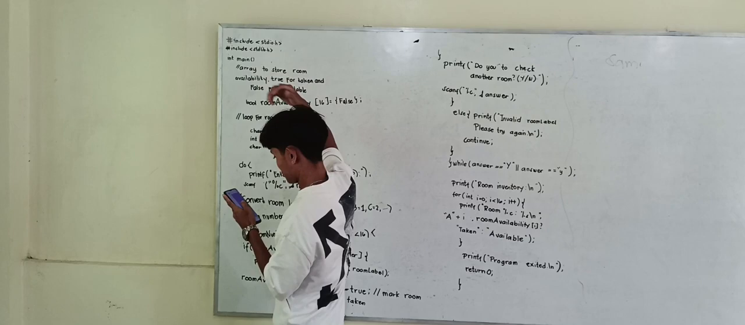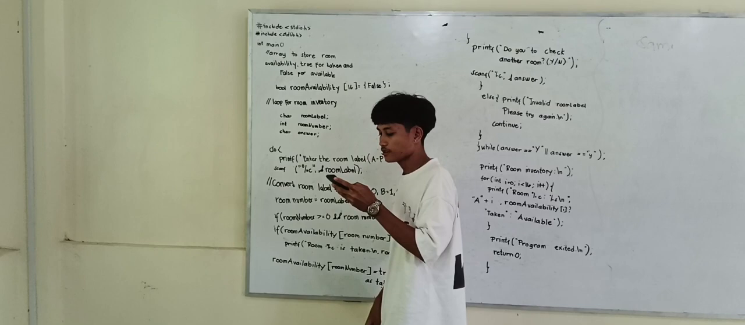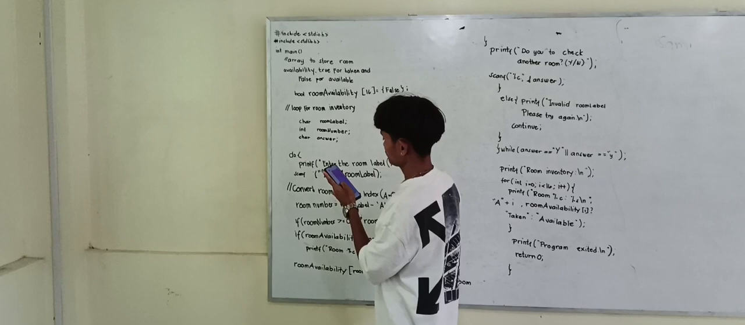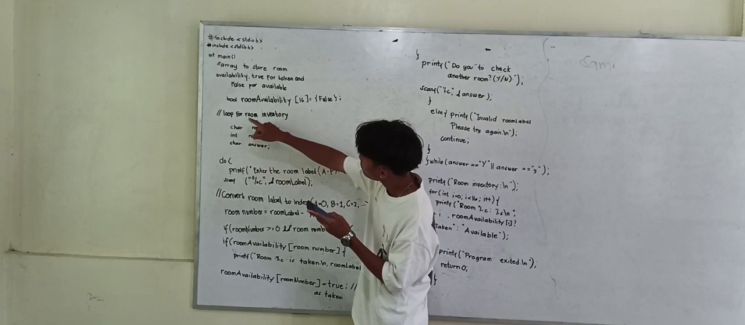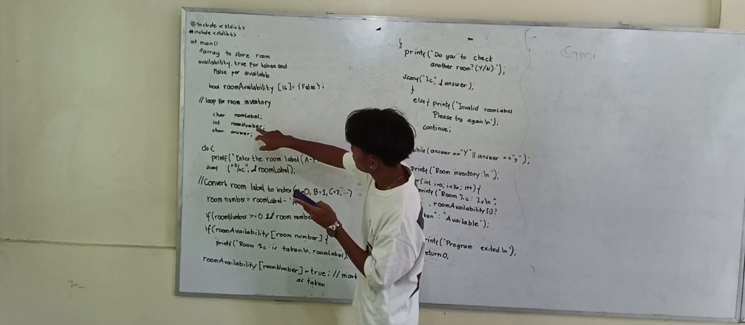These lines include stdio and log. These lines are features of the program, which include the design interface of input, output, operations, and memory allocations. An array stores the availability of rooms. The main function is where the program execution starts.